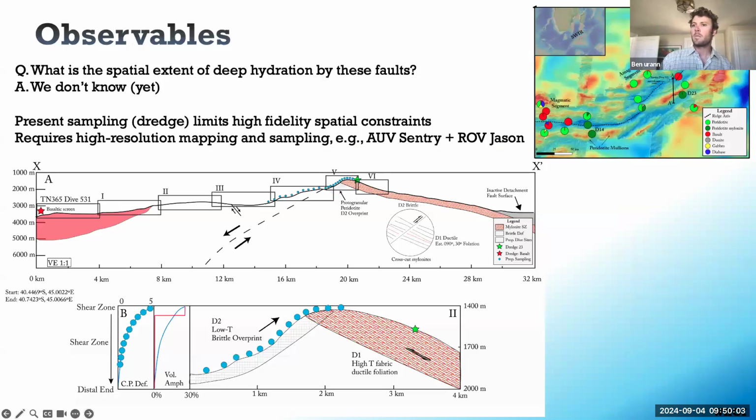Yeah. So okay, I missed that. What is the displacement? I mean, what is the offset of this detachment fault now? The measured offset from the ridge axis. From the ridge axis right now, it's about 20 kilometers from the present day ridge axis.